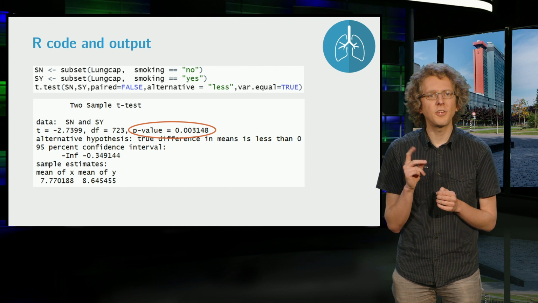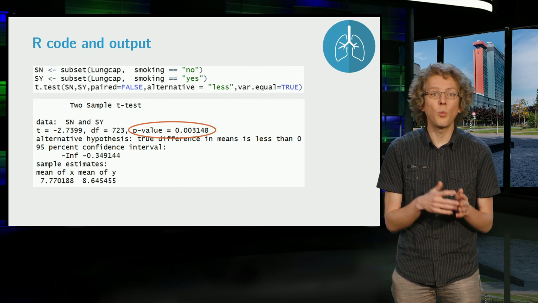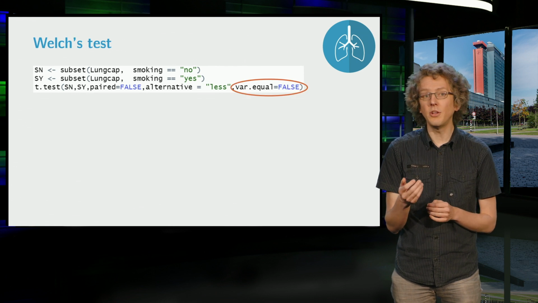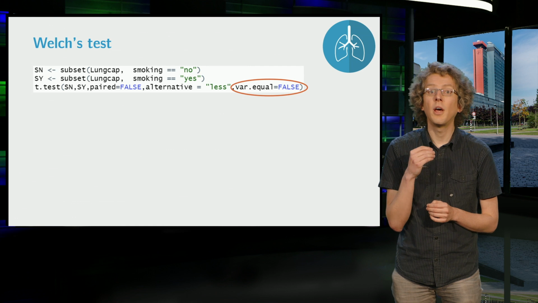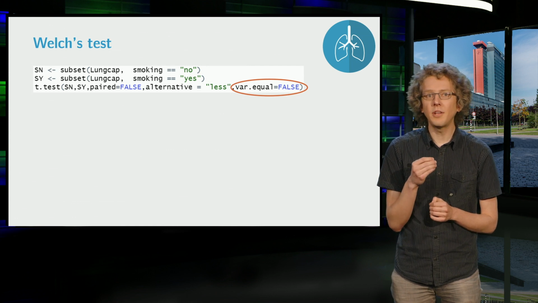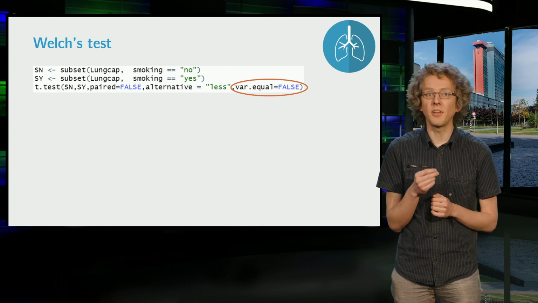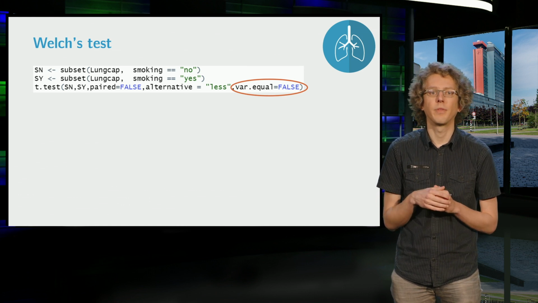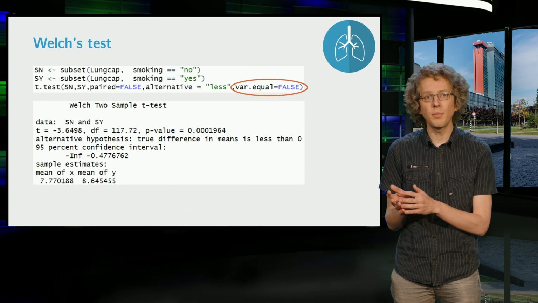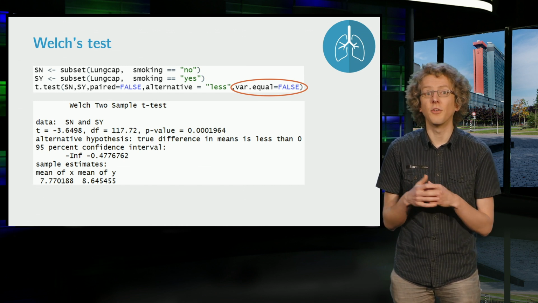But what about this assumption of equal variances? Well, there's another test called Welch's test, which can be used if this assumption of equal variances is not valid. The idea is the same, but the standard deviation formula and the degrees of freedom are different. In R, this test can be applied by setting the option var.equal to false. Were we to use it in this example, we would actually get an even smaller p-value and hence still reject the null hypothesis.